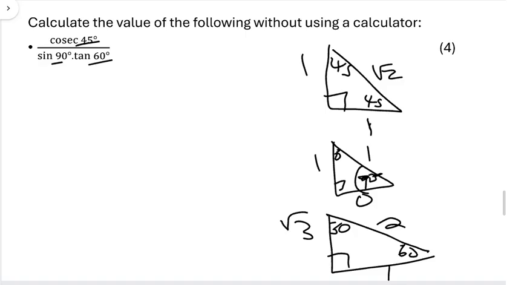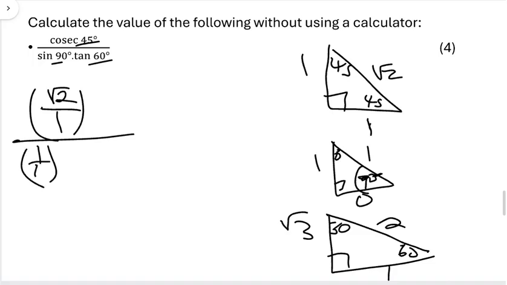I'm going to use the one with 45 degrees, the special angle with 45 degrees. So it's going to be hypotenuse over opposite. That's my numerator. Over sine of 90. Sine of 90, I'm sure that you can agree with me that it's 1 over 1.